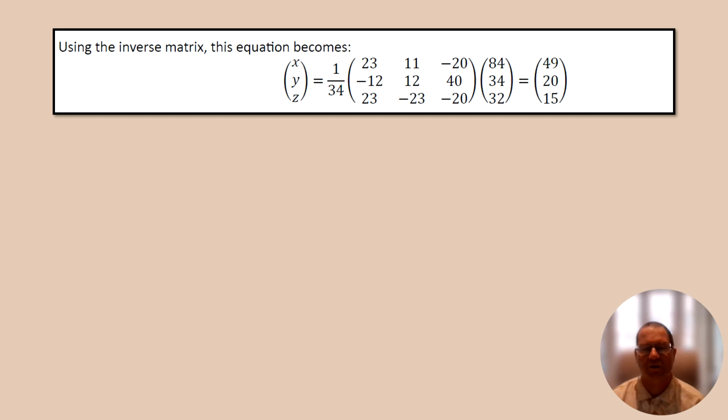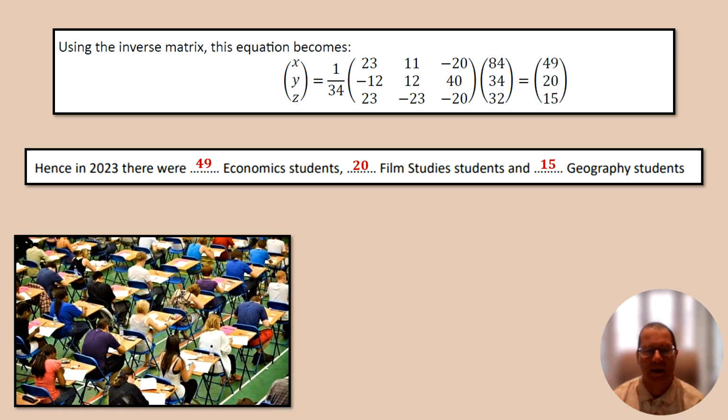And then to find our answers, we can multiply our inverse matrix by our 84, 34, 32, which gives us 49, 20, and 15. And hence, in 2023, there were 49 economics students, 20 film studies students, and 15 geography students.